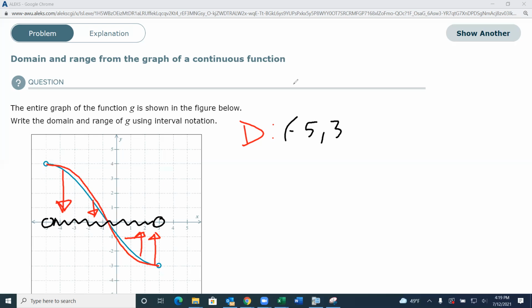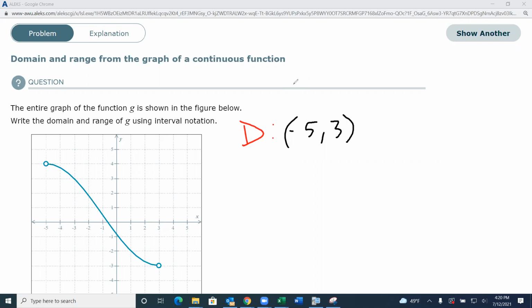So I'm going to put parentheses around it because of those open circles, suggesting that we don't include those actual endpoints, just everything up to them. If those circles were closed in, then I would have put those brackets instead. Okay. Now I need to do some erasing.